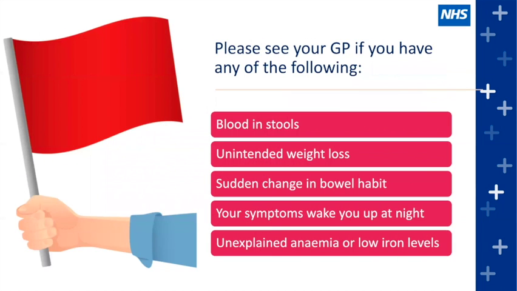And these are your red flags. If you were to get any of these conditions, while they might be associated with diverticular disease, it's important to rule out other things. So you should always be concerned about blood in your stool, unintended weight loss, so that's weight loss where your weight is falling without you trying to lose weight, a sudden change in your bowel habit, or your symptoms waking you up at night. And one of the things your GP may do when they see you is to do blood tests, which may pick up an unexplained anemia or a low iron level.